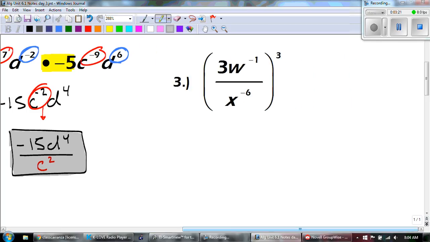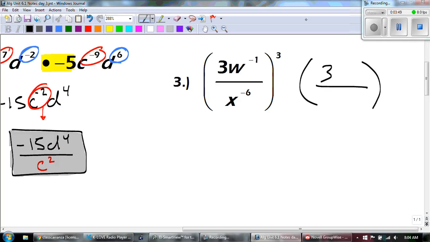Okay, number 3. So with number 3, just like 1 or 2, you can decide if you want to move your negative exponents first or if you want to distribute first. When I was actually doing it myself, I distributed first, but I'll show you what it's like to clean it up first this time. Okay, so we're going to keep this in parentheses.